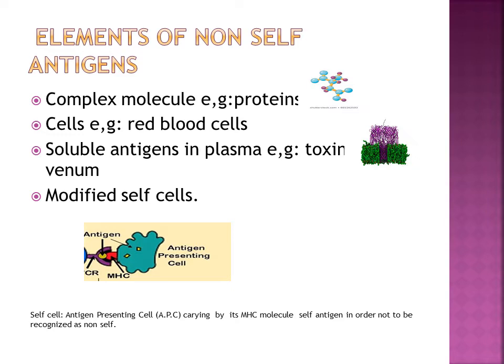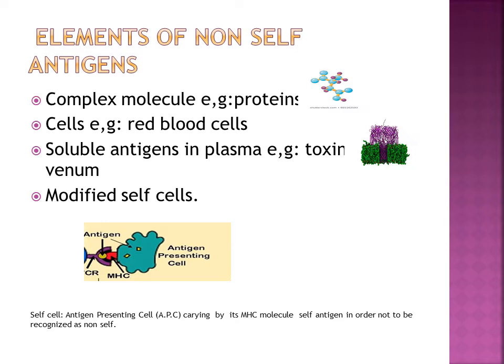During blood transfusion, if the blood group is not compatible, this may, as we know, cause intravascular lysis and high fever. Okay, soluble antigens, example, toxins, venom. Do you know what we mean by toxins? Toxins are harmful substances that enter our body. Chemicals. Venom is a solution secreted by snakes. And modified self cells.